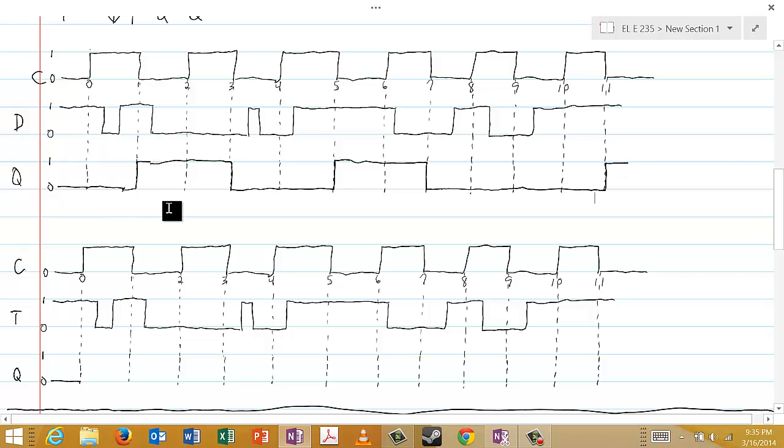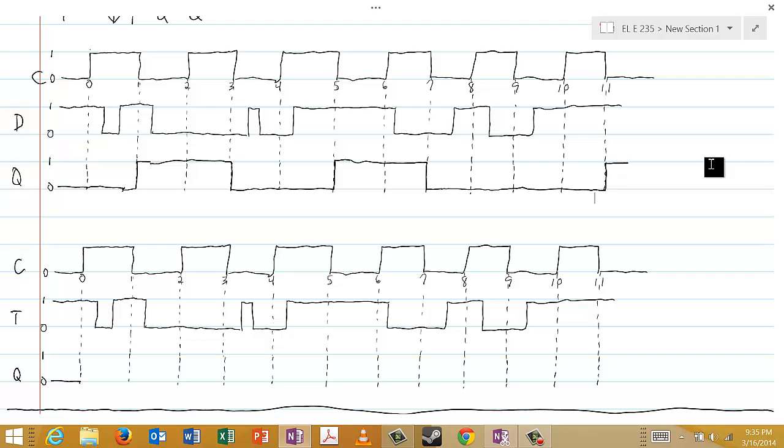And so again, if you were posed with the question of identifying the times at which Q goes from 0 to 1, in this case, the answer would be at t equals 1, and t equals 5, and t equals 11. So I hope that clarifies how the D flip-flop works. And now we'll look at the T flip-flop.